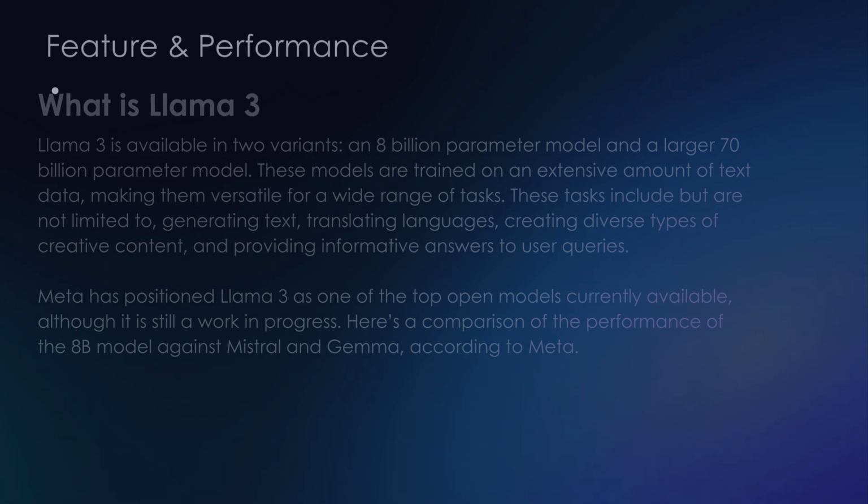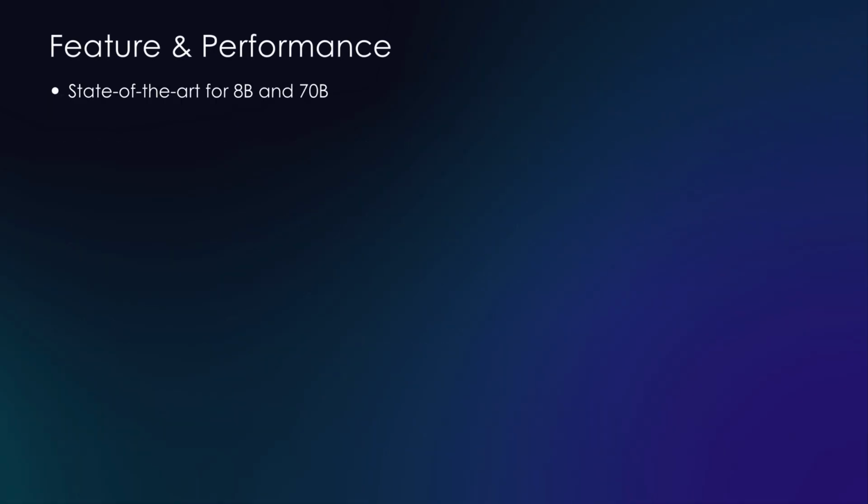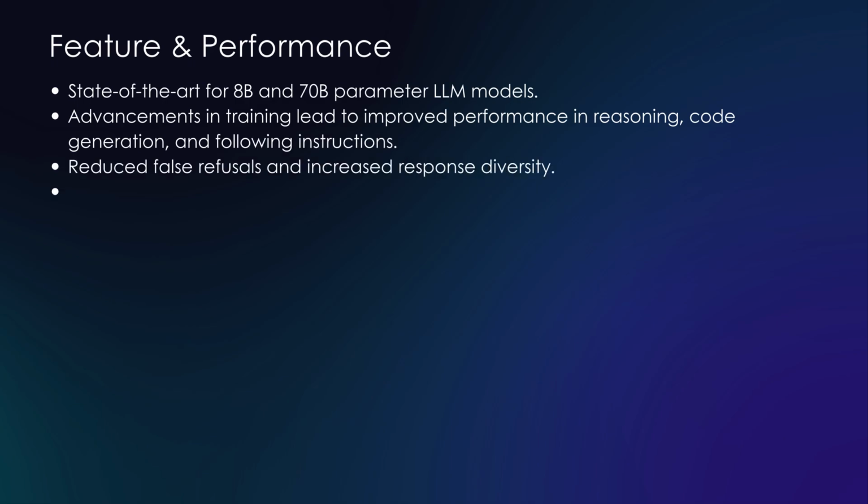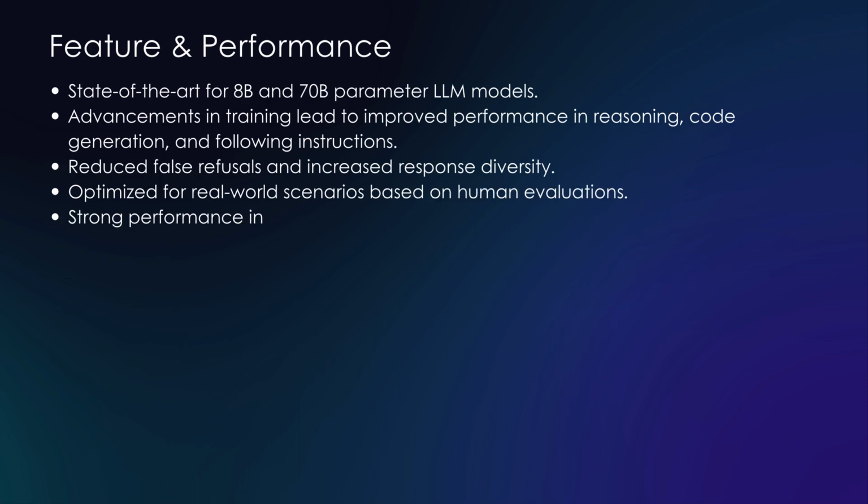What makes Llama 3 special? It excels in reasoning, code generation, and following instructions, thanks to advanced training techniques. You'll experience fewer false rejections and more diverse responses. The model is optimized for real-world use based on human evaluations, with the 70B model particularly strong at following instructions.